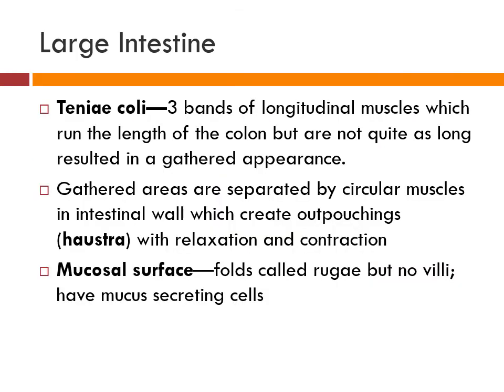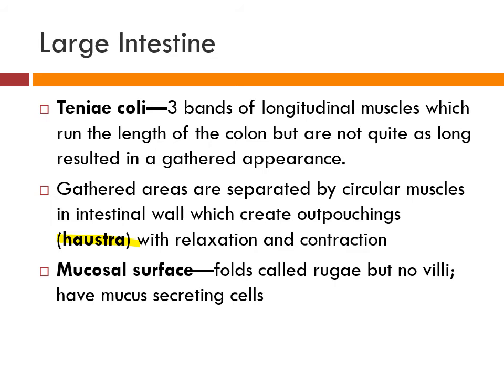The tenia coli are 3 bands of longitudinal muscles that run the length of the colon, but they're not as long as the colon, so they're always pulling on it somewhat, and that is going to result in this gathered appearance. So that makes those internal ridges within the large intestine, and those ridges are called haustra. So that's here, haustra are those internal outpouchings within the large intestine created by the pull of the tenia coli.